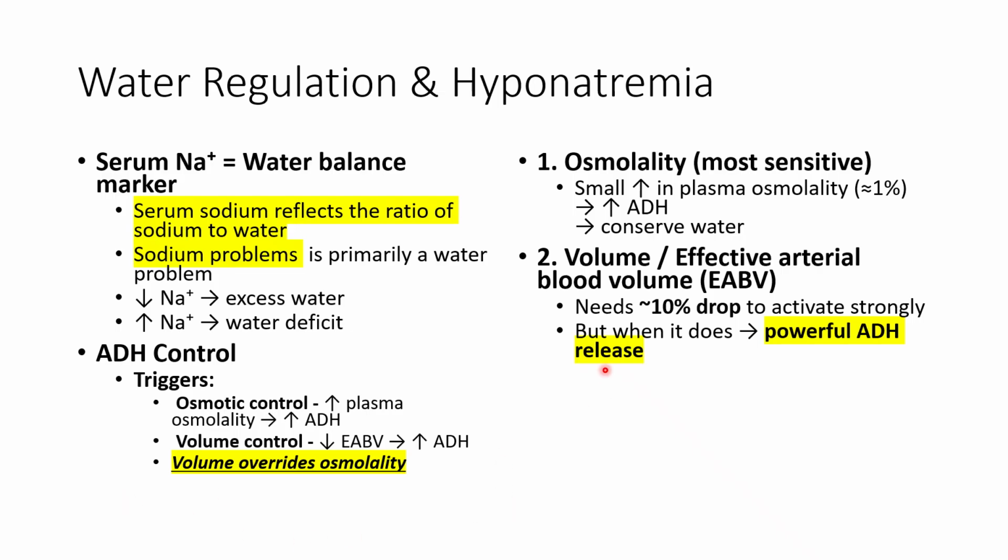This point we will also discuss again. Basically, ADH can be released through both osmotic derangement or volume derangement. However, the more sensitive one is osmotic. So even if there is a small change in the osmolarity, ADH will be released. Volume is not very sensitive. For example, it will require a change of at least 10% for ADH to be released. However, the quantity of ADH released is far greater when there is a derangement in volume than in osmolarity. This is what the sentence is trying to tell: volume overrides osmolarity.